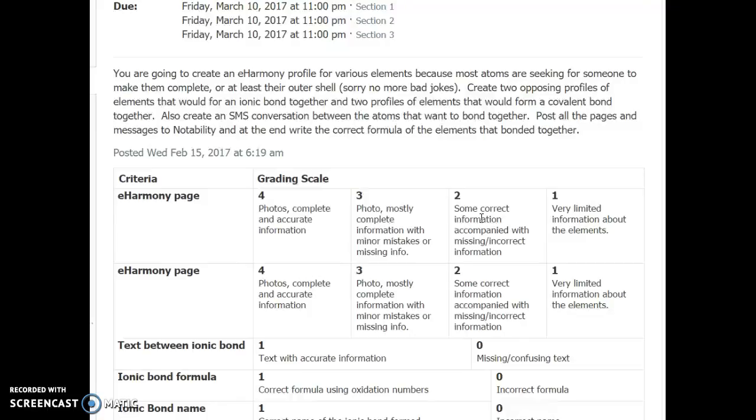Then you're going to have a text message between the atoms that are going to connect. It's just going to be something kind of goofy. We did the SMS assignment in history, so you should have a general idea how to do that.